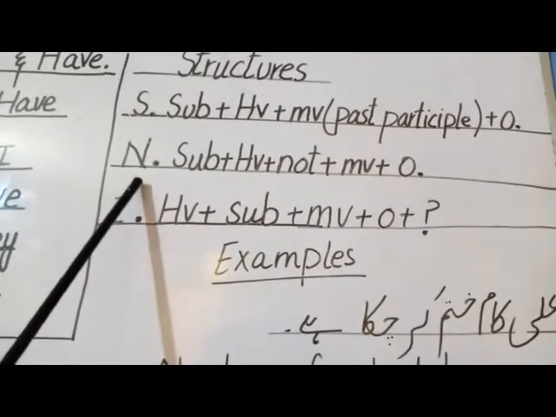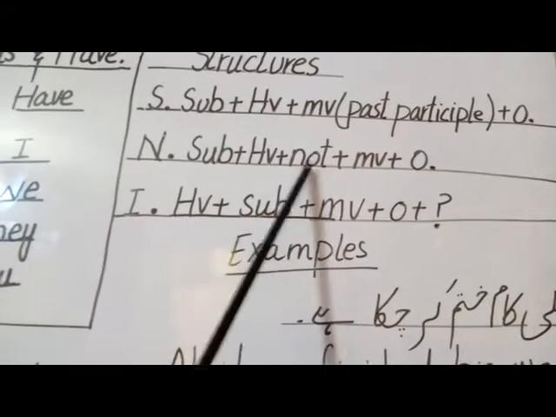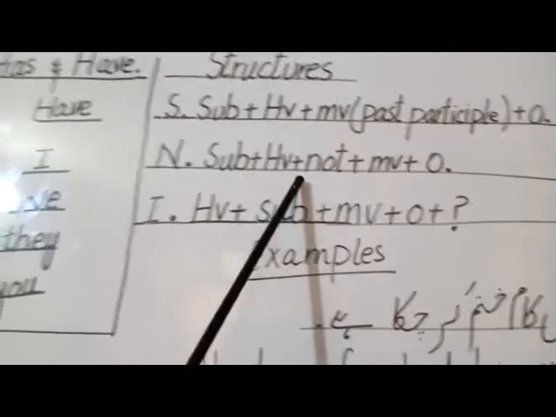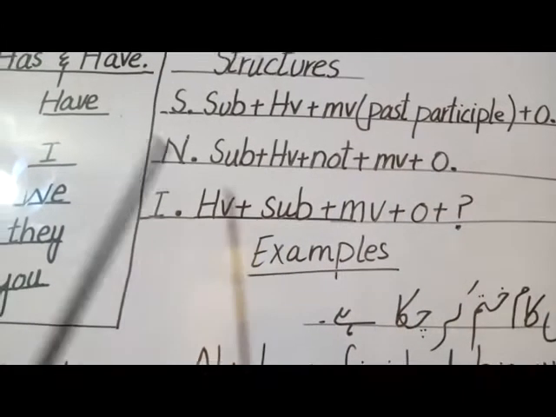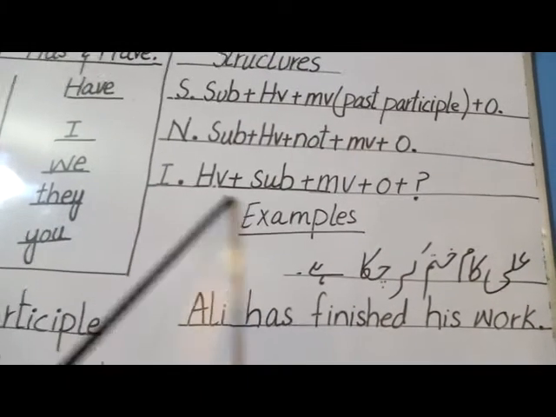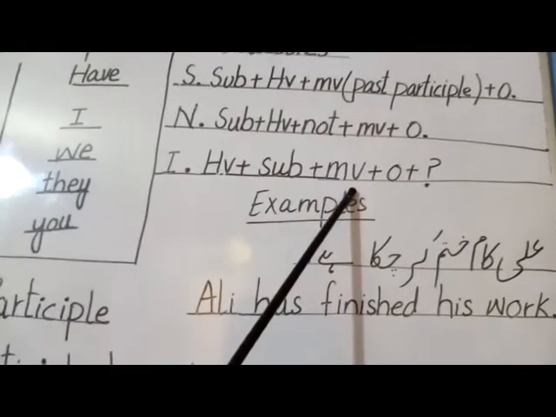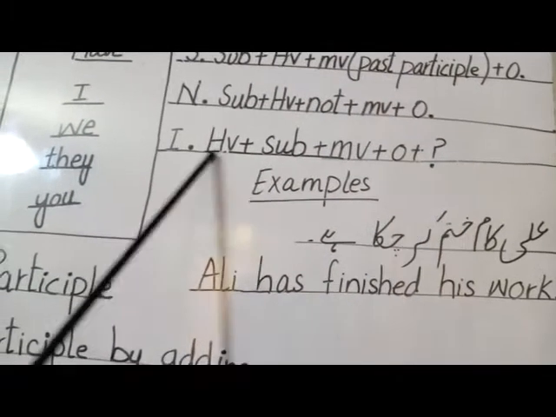What is the negative structure? The sentence structure is subject plus helping verb. You will put not after the helping verb, then comes your main verb and then your object. What is the structure of an interrogative sentence? The helping verb comes at the start of the sentence, as you all know, then your subject comes, then your main verb and then your object, and then you put a question mark at the end of interrogative sentences.